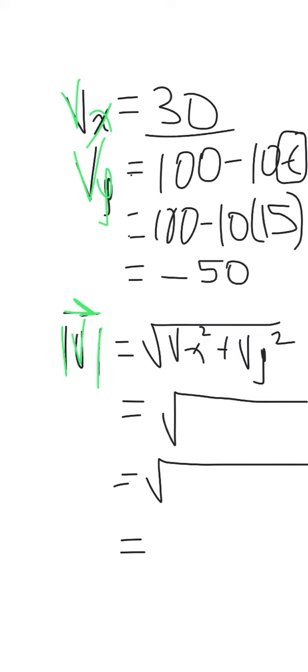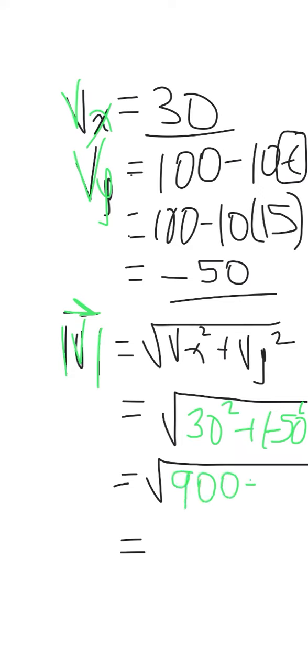So now that we know our Vx value and our Vy value, we can go ahead and plug that in to our magnitude of the velocity equation. So we're going to have 30 squared plus negative 50 squared. Now, once we solve this, we're going to get 900 plus 2,500. And when we add these two numbers, we're going to get the square root of 3,400.